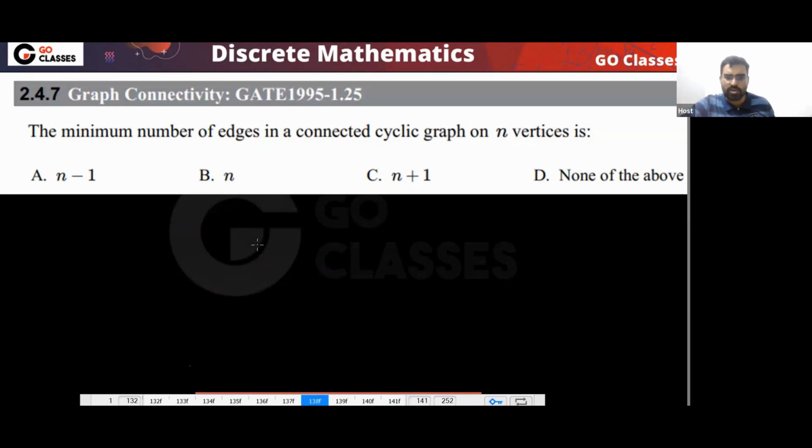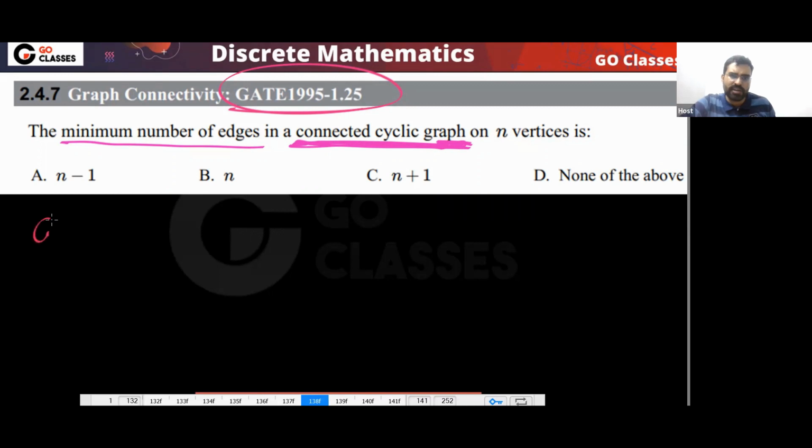Let's see this GATE exam question. GATE 1995. The minimum number of edges in a connected cyclic graph. You have a connected cyclic graph.